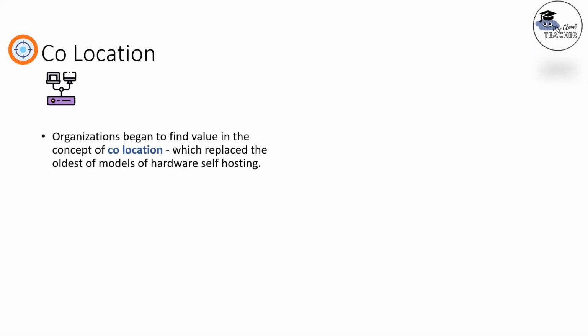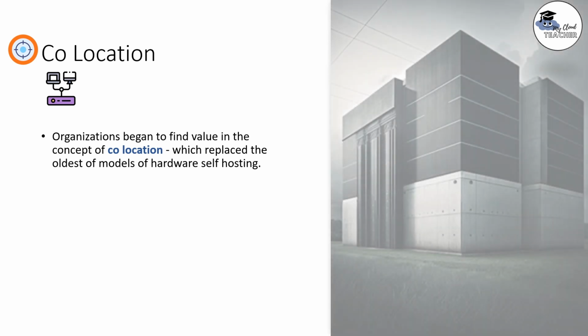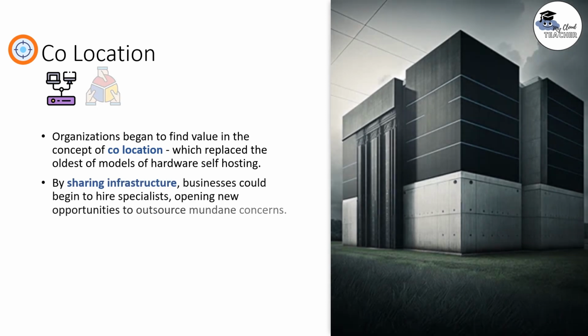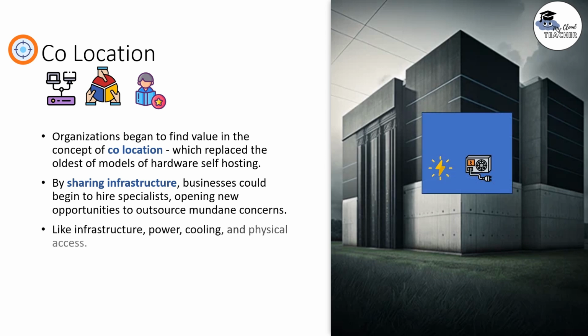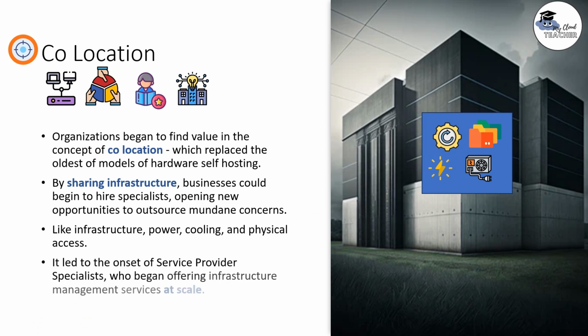Organizations began to find value in the concept of co-location, which replaced the oldest of models of hardware self-hosting. By sharing infrastructure, businesses could begin to hire specialists, opening new opportunities to outsource mundane concerns like infrastructure, power, cooling, and physical access. It led to the onset of service provider specialists, who began offering infrastructure management services at scale.